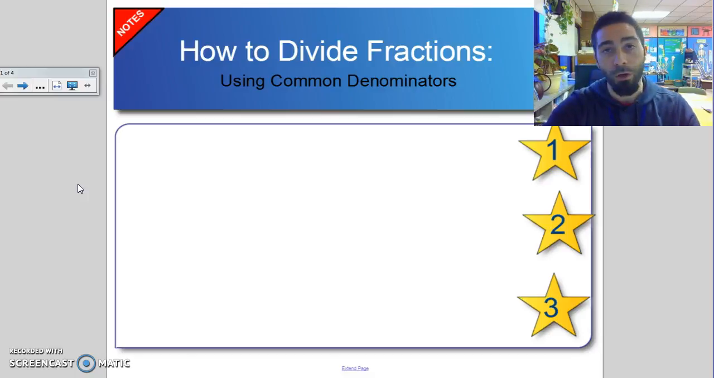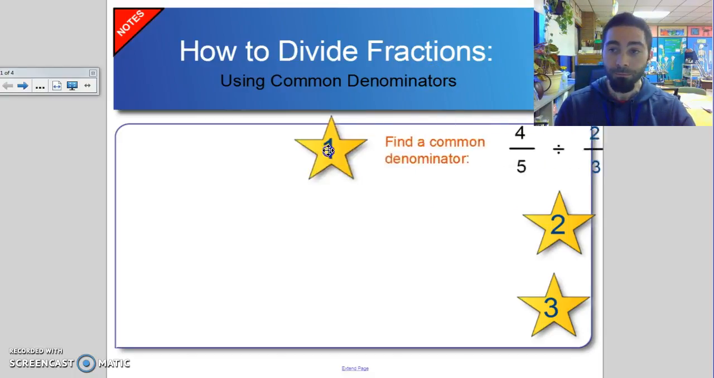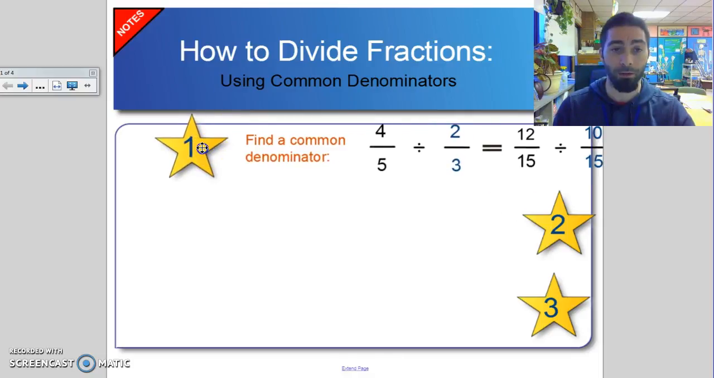So whenever you see notes, you need to make sure that you write it into your notebooks whenever you see that sign there, notes. Write down this title, How to Divide Fractions Using Common Denominators. First step, we're going to find a common denominator, okay?